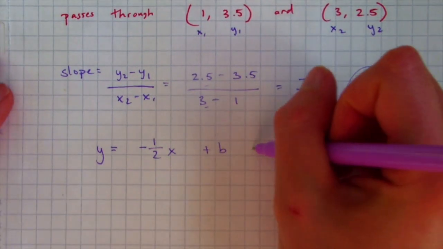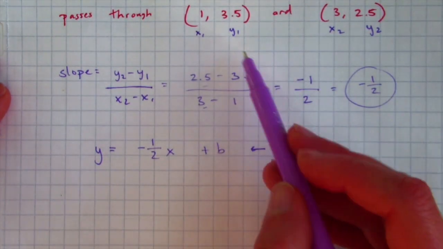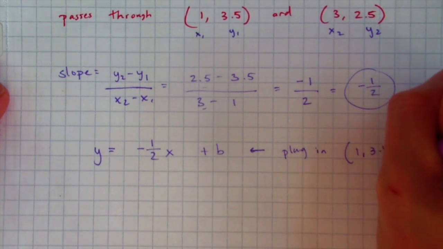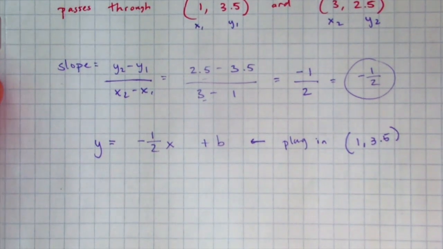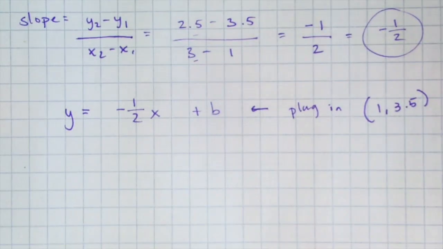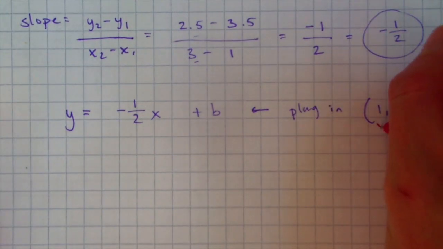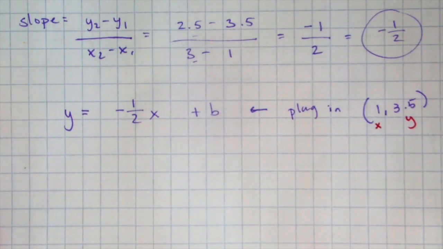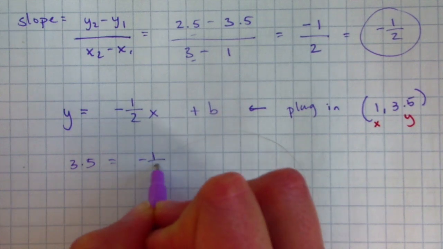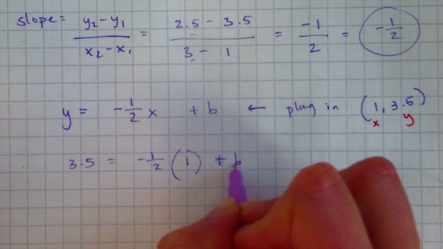What I'm going to do at this point in the problem is plug in a point that I was given. So I'm going to choose the first one, why not? I'm going to plug in (1, 3.5). It actually doesn't matter which point you plug in, if you remember from Unit 1. You can plug in either point. This is my x value, this is my y value. So I'm going to plug in 3.5 for y and 1 for x plus b.